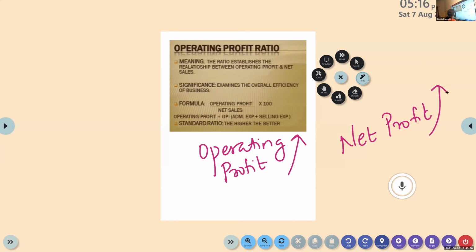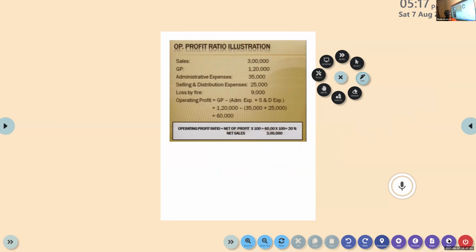So this ratio is used to find out the overall efficiency of the business. Okay. Overall efficiency of the business. Operating profit divided by net sales. So there is a direct relationship between operating profit and net profit. When operating profit increases, simultaneously net profit will also increase. Okay. Question. Sales 3 lakh.